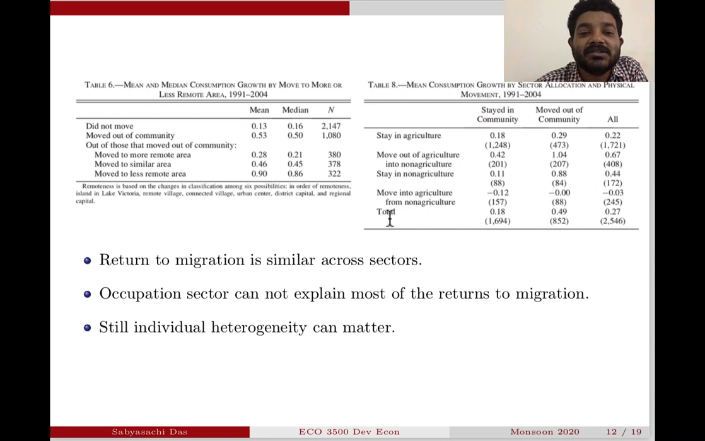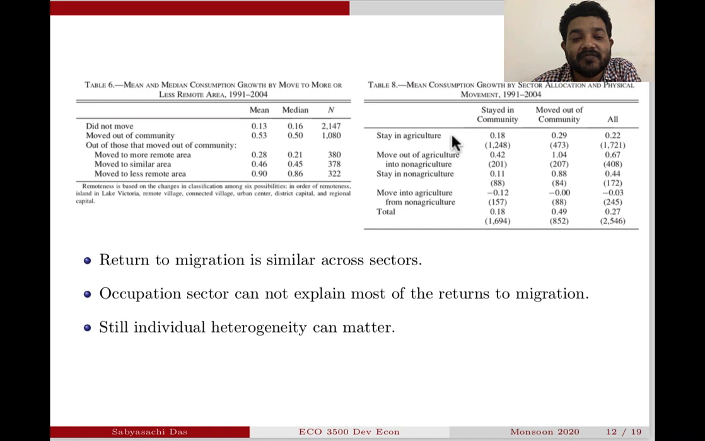And this table is trying to say that it's not the sectors or the occupations that they choose that's driving the results. It's something about the act of movement that's resulting in this growth. They get better, more productive jobs even within sectors, in more urban areas, or in areas where they move to.